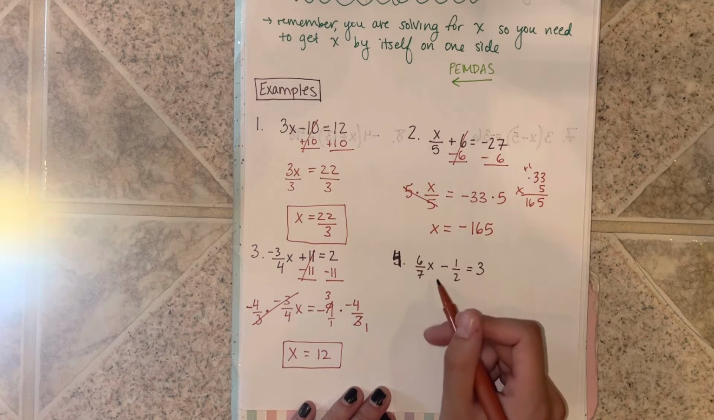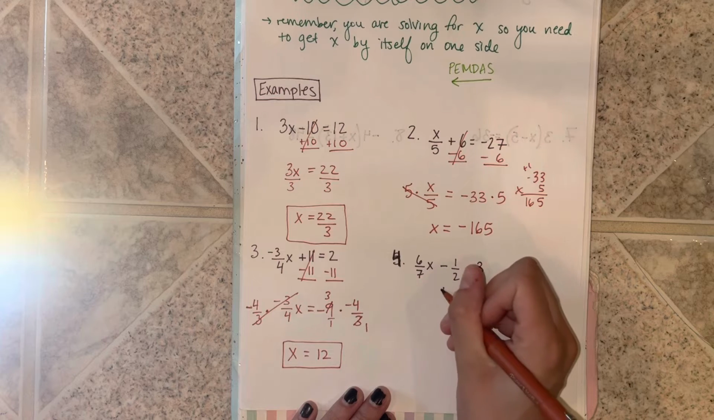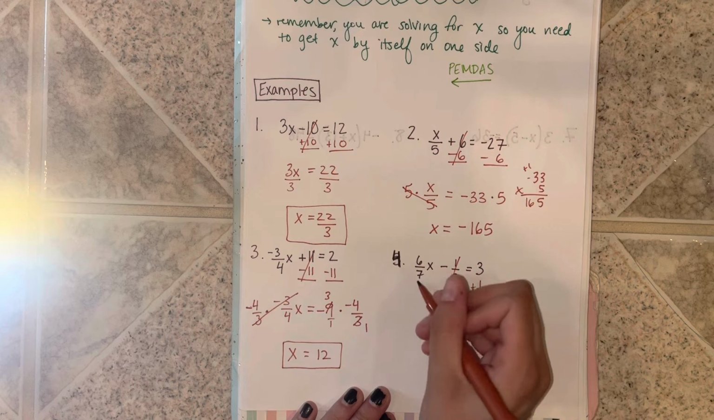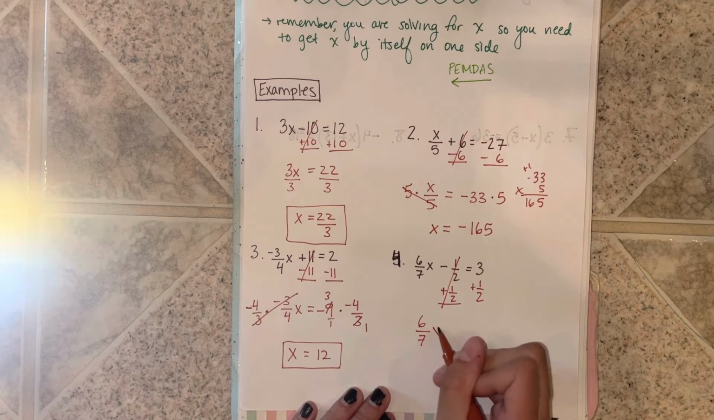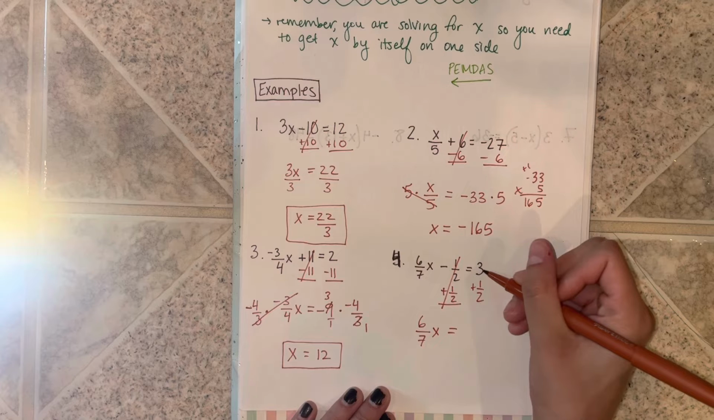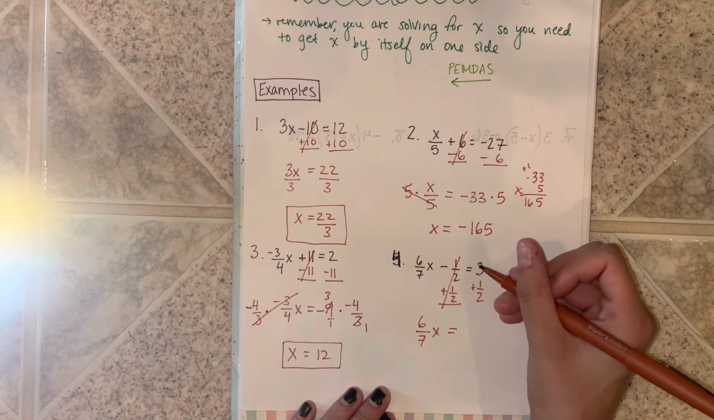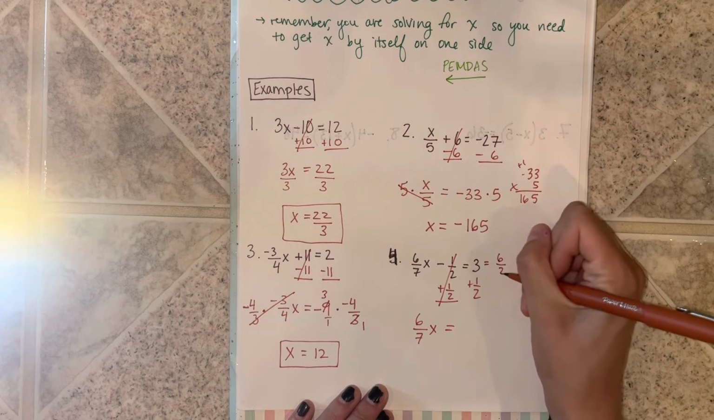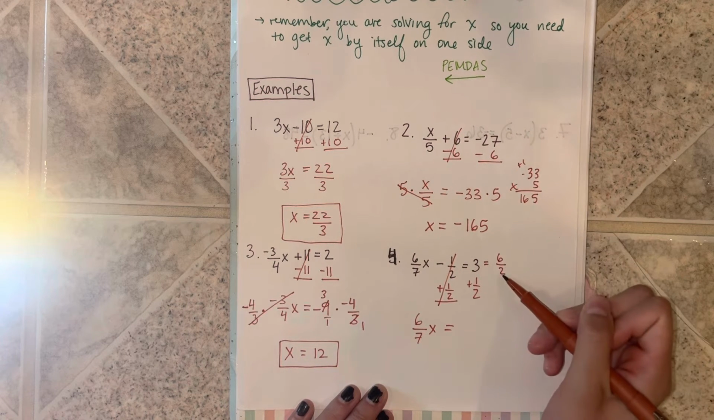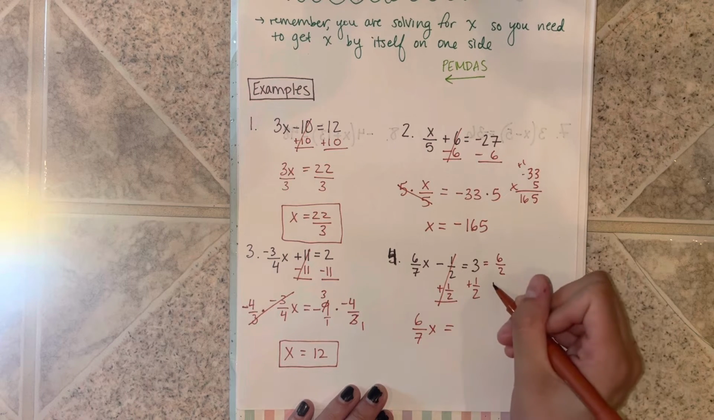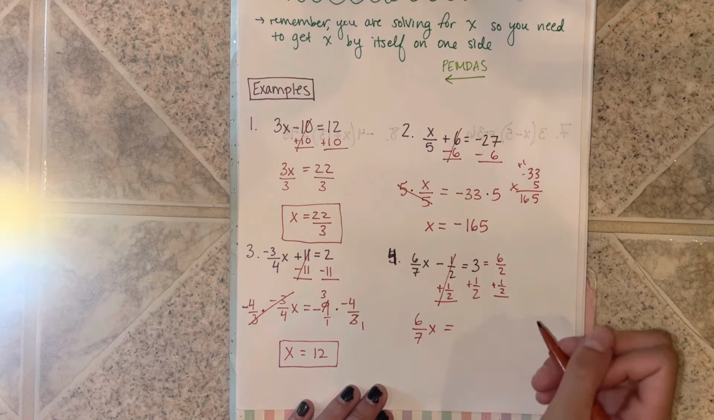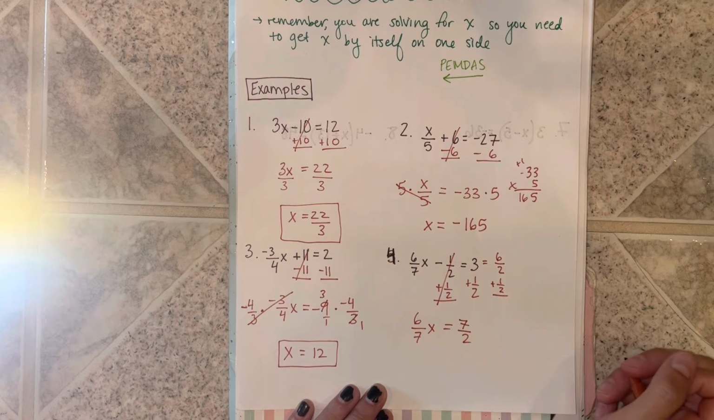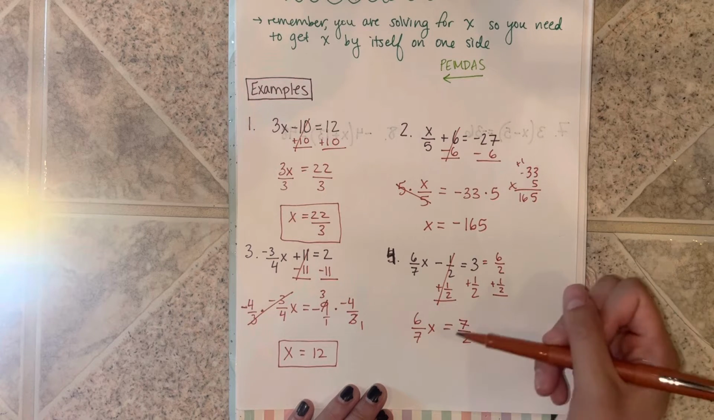Cool. Okay, now let's go to this one. Okay, so first we have to deal with the subtraction, right? So let's add the 1/2. That cancels out to 0. Add that 1/2. So bringing this down, this side just becomes 6/7 x equals, and then if we look here, we have 3 plus 1/2. Well, 3 is just like 6 over 2, because 6 divided by 2 is 3. So we have 6 over 2 plus 1/2. This now becomes 7 over 2.